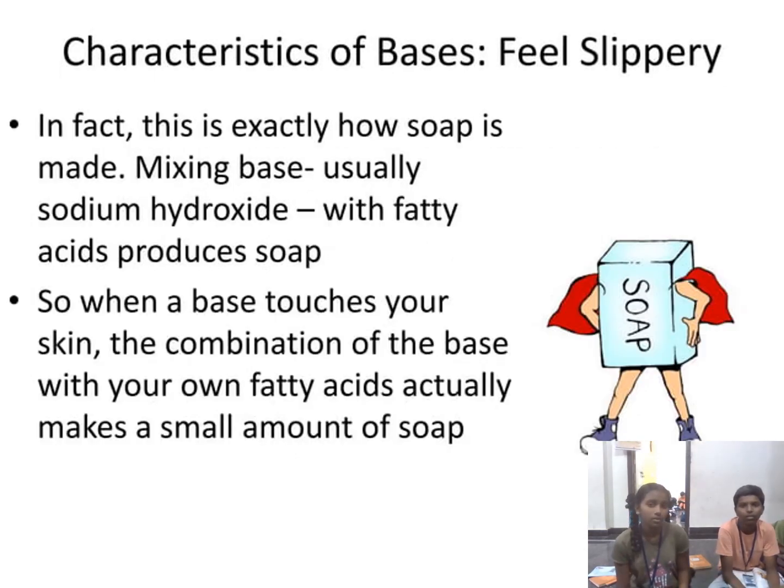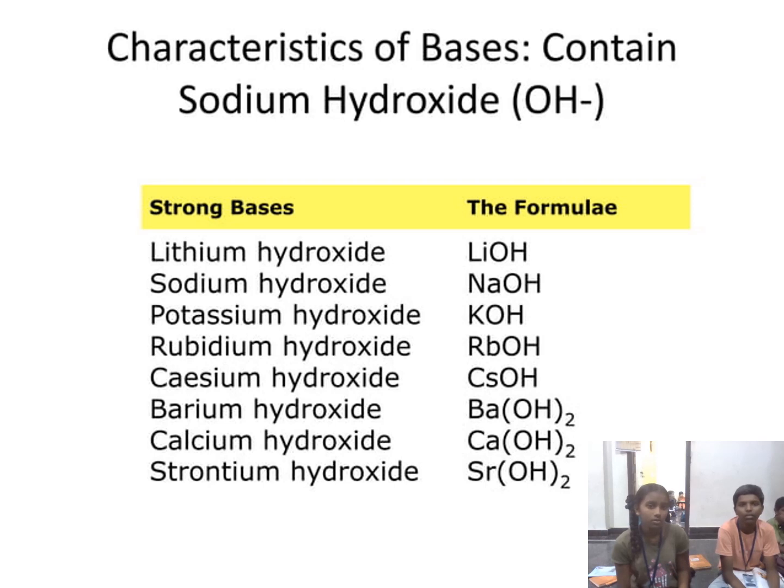Slippery nature again, about the soap which we have discussed just now. Next, it contains sodium hydroxide, that is OH minus. These are all the strong bases. What are those? Lithium hydroxide, sodium hydroxide, potassium hydroxide, rubidium hydroxide, cesium hydroxide, barium hydroxide, calcium hydroxide, strontium hydroxide. These are a few strong bases.